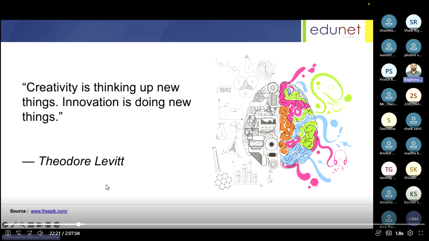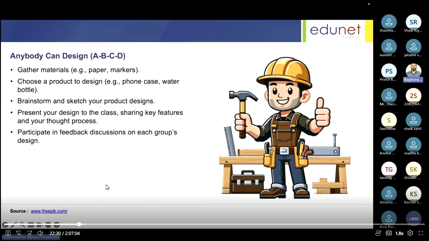So this is one of the quotes that we have taken from Theodore Levitt, and I have explained that to you just now. If you were given papers and markers, can you choose a product to design, and what could be the product that you might design? Why do you want to design it? So there are certain things that we really want to say.